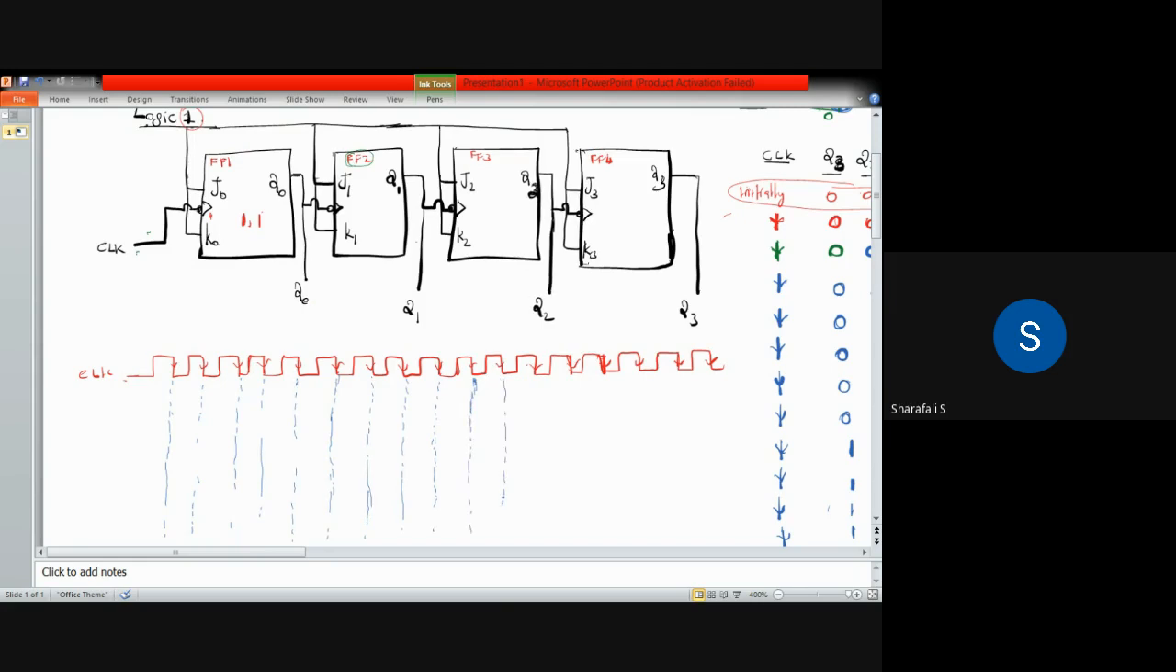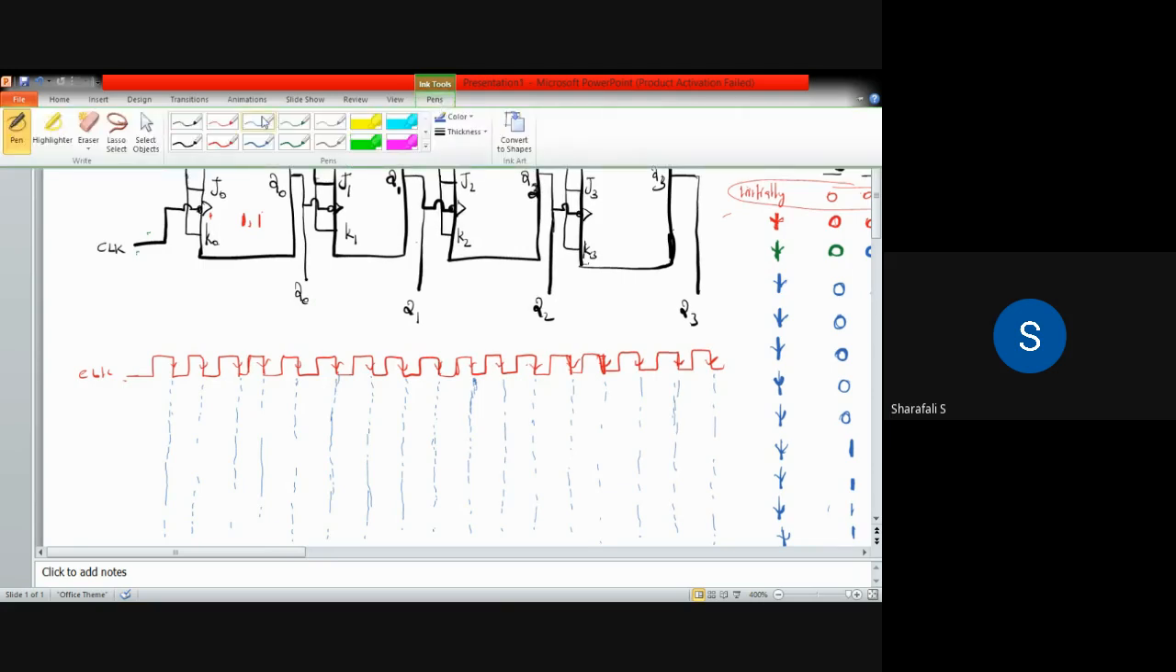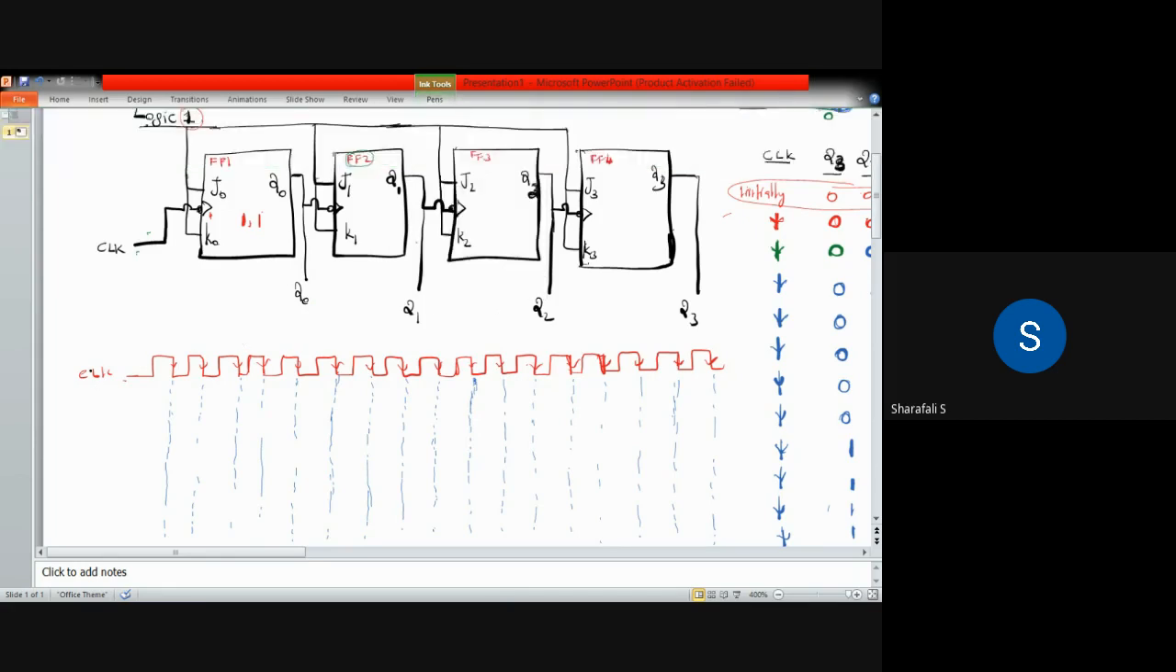Okay, so let us complete this one. Almost. Okay. So these are the negative edges of this clock pulse that is applied only to the first flip flop. Okay. And for the second case, we are having this. Let's take another color.